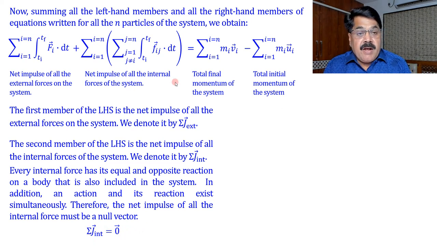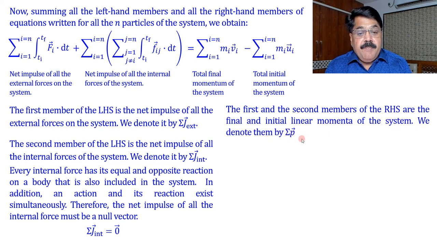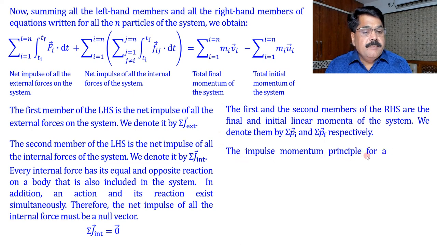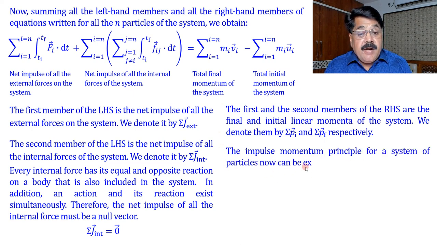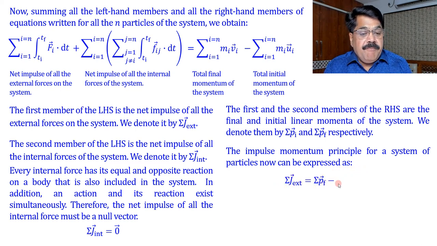So when we are applying the impulse momentum principle, we have to account for the impulse of only the external forces of the system, and this is the final momentum and this is the initial momentum. The first and the second member of the RHS are the final and initial momentum of the system. We denote them by summation p initial and summation p final vector respectively. So now we can write very simple things. The impulse momentum principle for a system of particles can now be expressed as summation J external is equal to summation p final minus summation p initial, all are vectors.